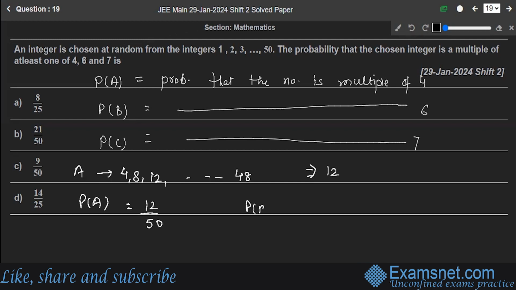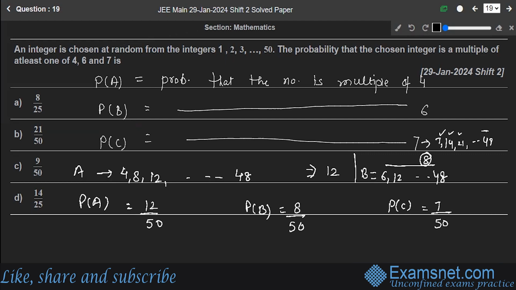Similarly, the probability of B will be given by, see, B will have 6, 12, and the last one will be 48 again. So how many are these? 8. Similarly, probability of C, the multiple of 7: this is 7, 14, 21, and the last one is 49. So P(C) is equal to 7 upon 50, because there will be 7 numbers. Here will be 8 numbers, here you will have 12 numbers, and here you will have 7 numbers. Okay, P(A), P(B), P(C), you got it.